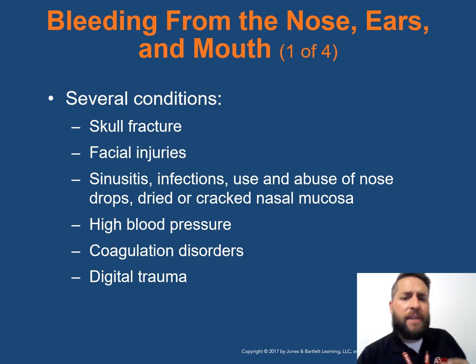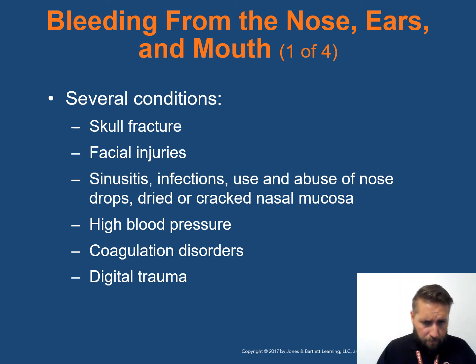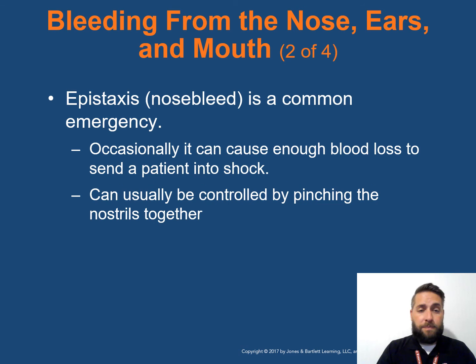So what do we do whenever we have some bleeding from the mouth, nose, or ears? Some conditions can contribute to this. Of course, skull fractures, mandible fractures, maxillary fractures. Those facial injuries can be bad. You can even have some infections, dry cracked mucosa. We know about nosebleeds and high blood pressure. We talked about that. Digital trauma, so if something happens to the nose or the ears. Coagulation disorders too. Nosebleed, we talked about this, guys.